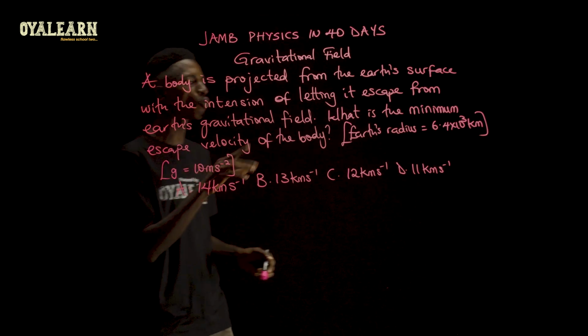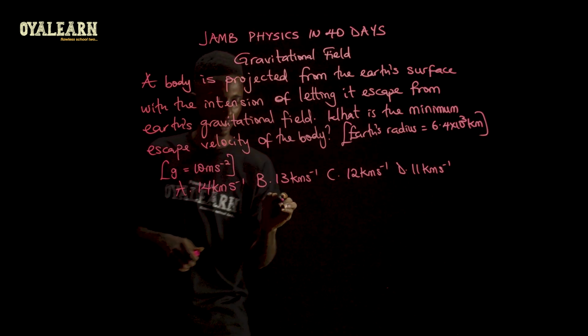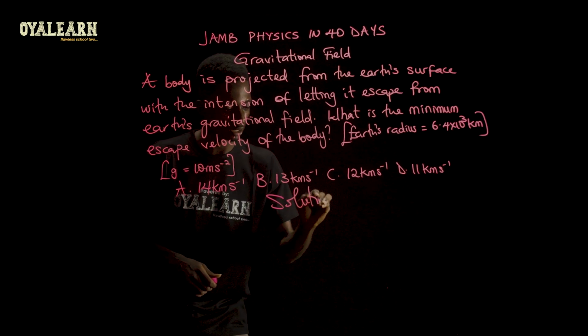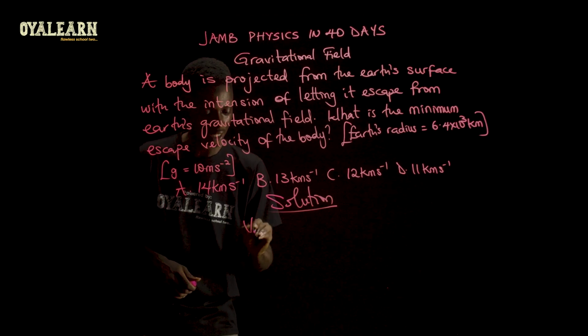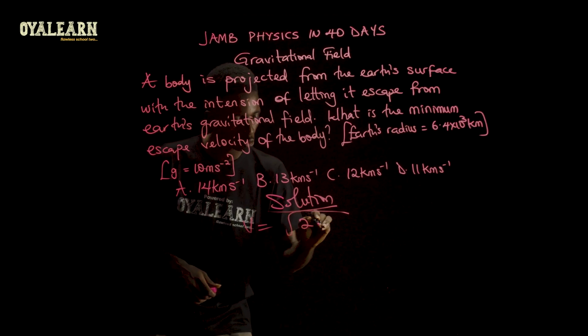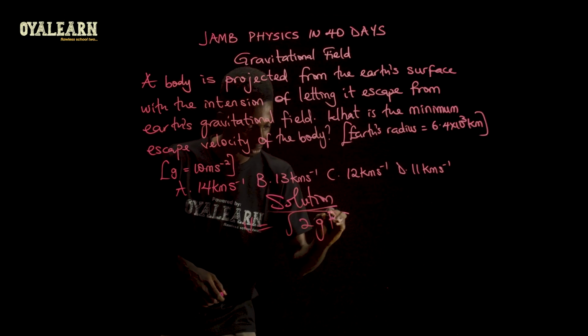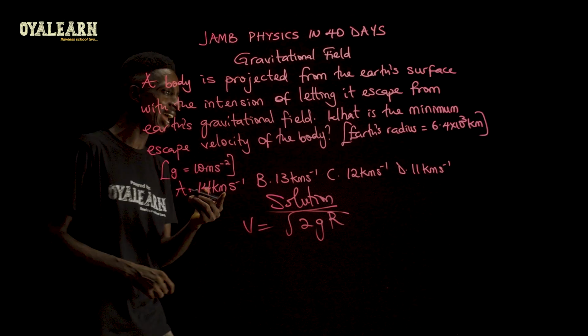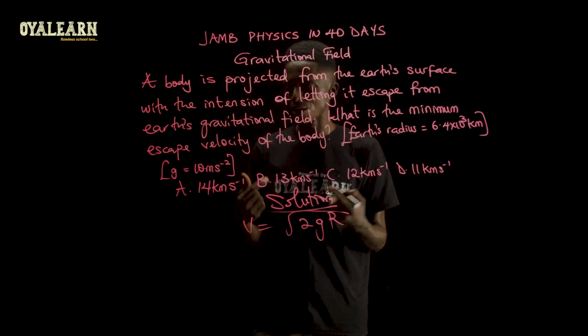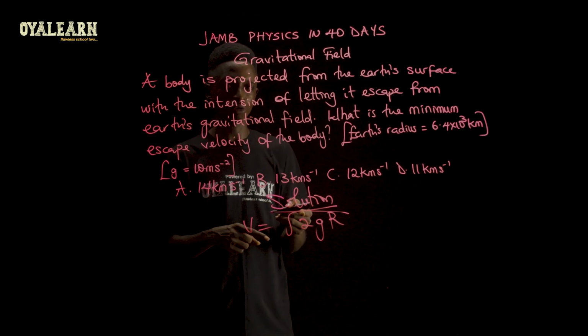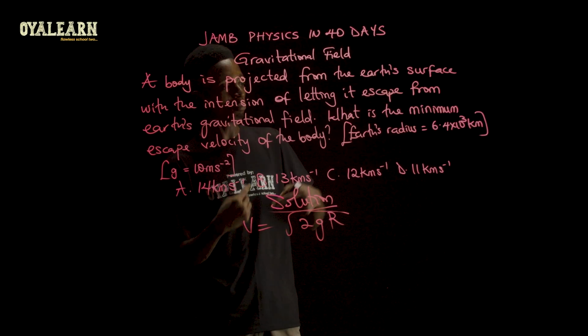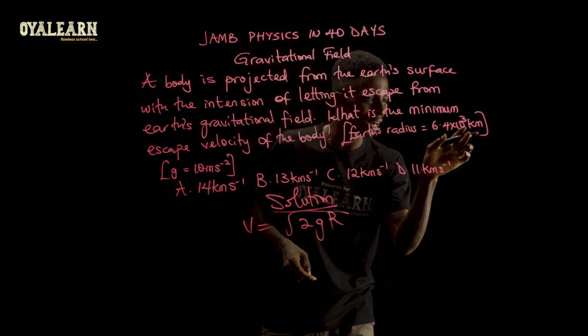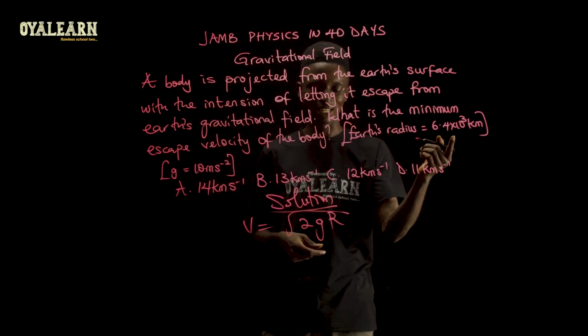So if you are going to work with this, you know from the formula that V is actually the square root of 2GR. And it's only when you multiply meters by meters that you can get meters squared under the square root, right? That is what will bring it to meters. So you have to convert this into meters rather than kilometers.